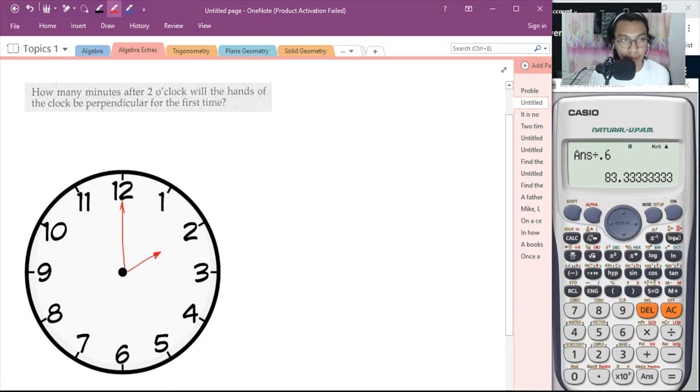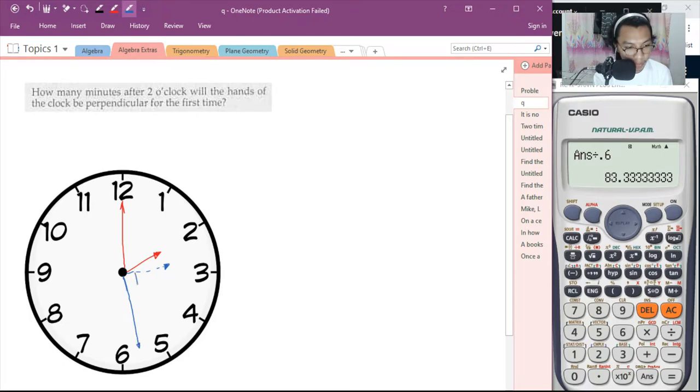So, how many minutes after 2 o'clock? Yan yung 2 o'clock mo. Will be perpendicular for the first time. Ibig sabihin, magiging first time. Meron ba dito? Siyempre, wala. Eh, this is ilang degrees na. I think this is 60 degrees na. Okay? I bet somewhere here is your hour hand. May gagalaw yung hour hand mo. And somewhere here is the minute hand.